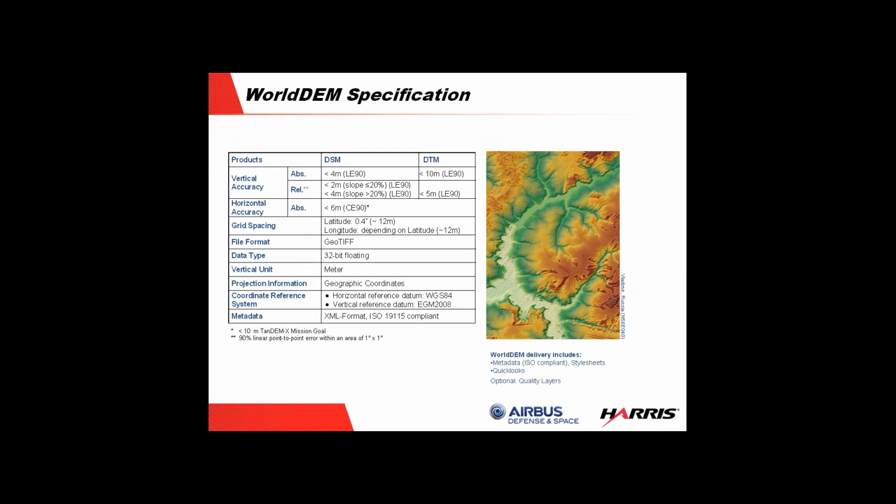The file format is GeoTIFF, delivered as 32-bit floating point data and geographic coordinates. And important to mention that the grid spacing is about 12 meters, so we are in geographic coordinates, that means 0.4 arcseconds.